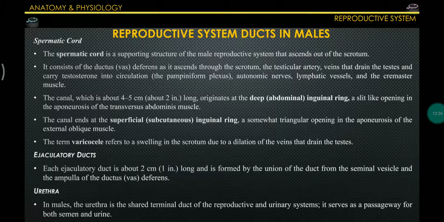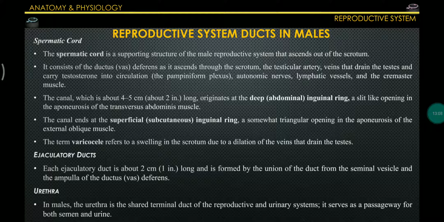The spermatic cord is the supporting structure of the male reproductive system, which ascends out of the scrotum. It starts from the scrotum, and the spermatic cord holds a testicular artery and vein that maintain blood circulation to the testis, and autonomic nerves, and also the cremaster muscle, a skeletal muscle, altogether called the spermatic cord. It takes the vas deferens out of the testis.